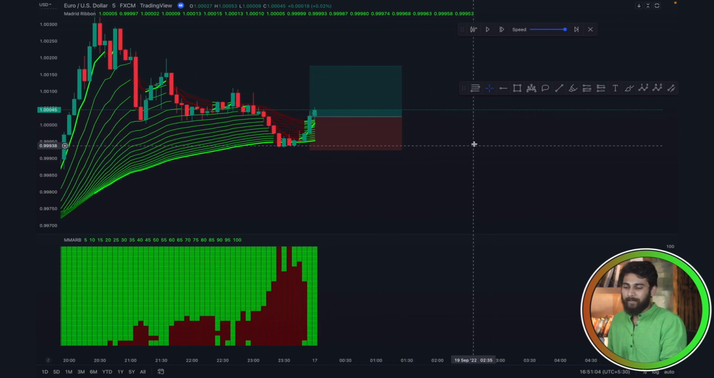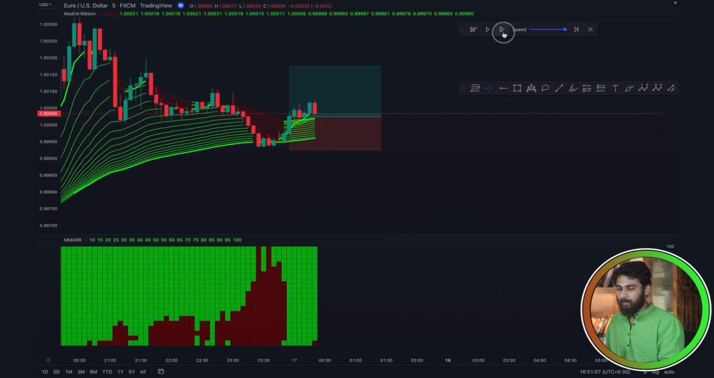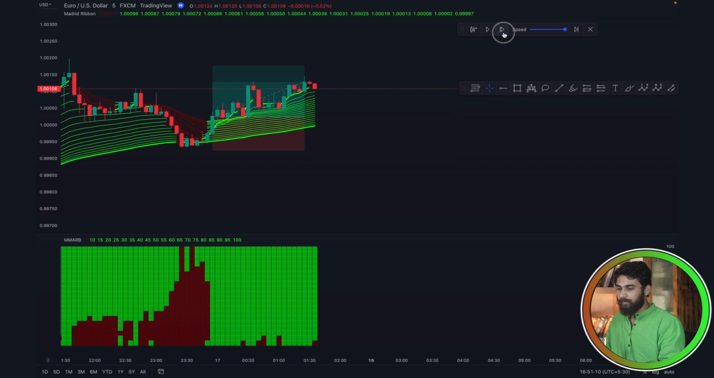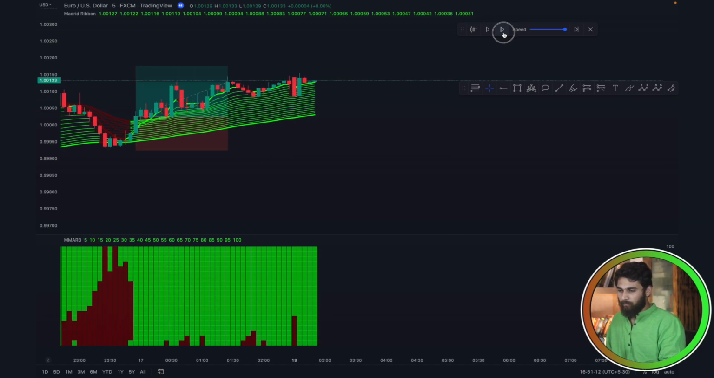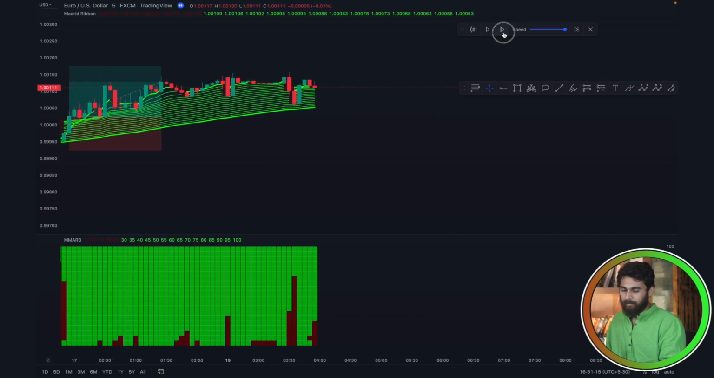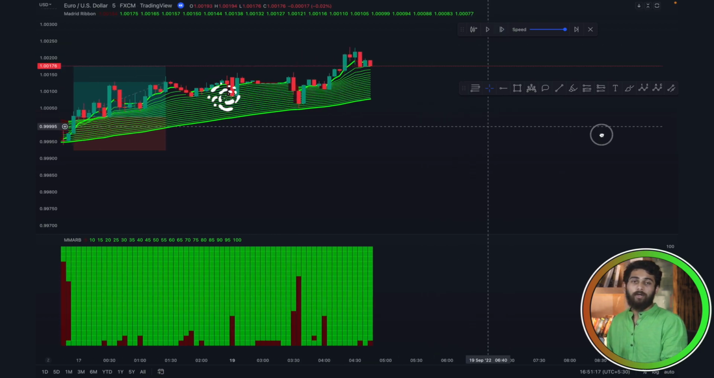Now let us see what happens with this trade. And if we see, this trade went in profit. Like here, this trade took our take profit.